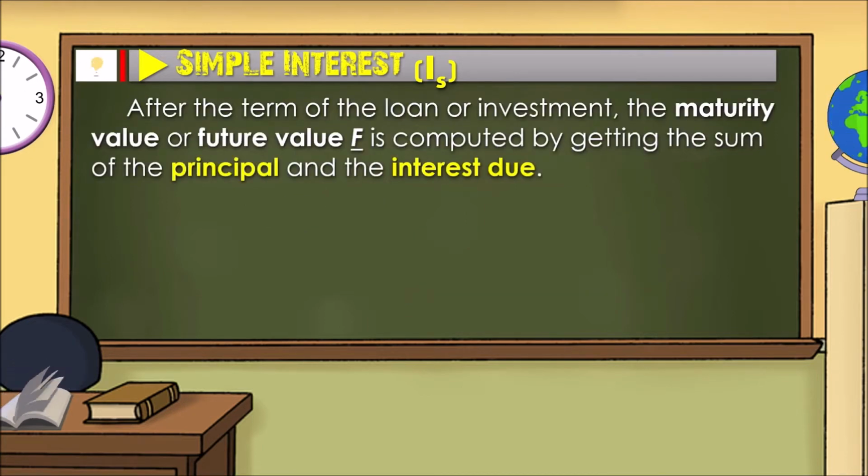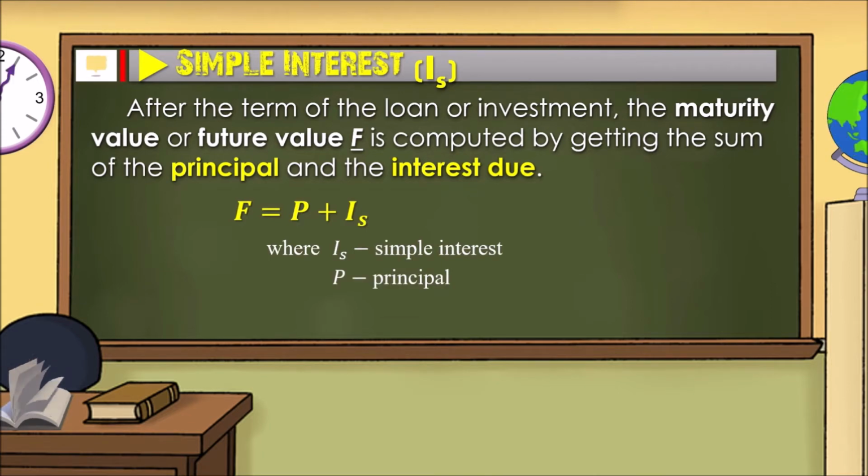After the term of the loan or investment, the maturity value or future value F is computed by getting the sum of the principal value and the interest due. The formula we use for maturity value: F is equal to P plus I subscript S, where I subscript S is the simple interest and P is the principal value.